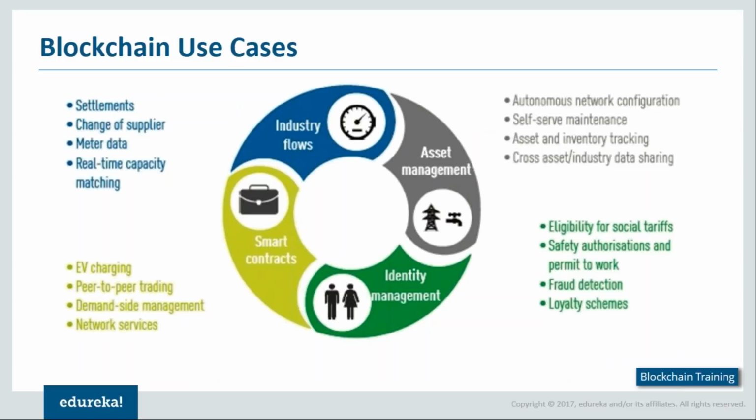Let's say in terms of industry flows, you can change the way you interact with your suppliers. You can also identify your real-time capacity. You can even have a peer-to-peer trading system. So your network service management can improve, your demand side management can improve. Again, your self-service maintenance and your asset inventory tracking, all these are different domains where blockchain can be implemented to improve the efficiency as a whole.